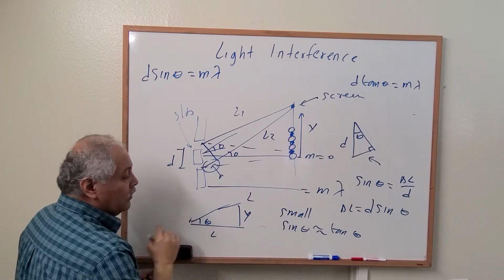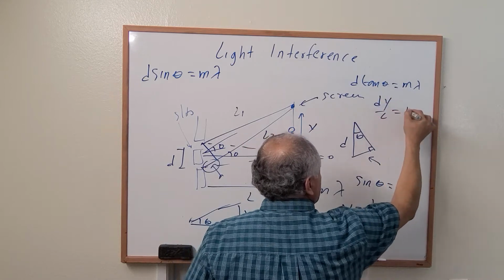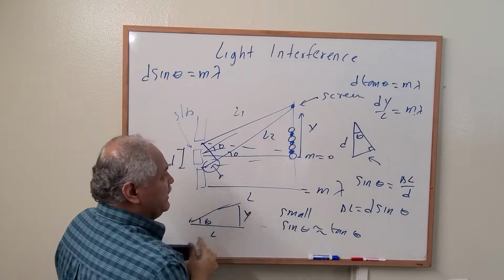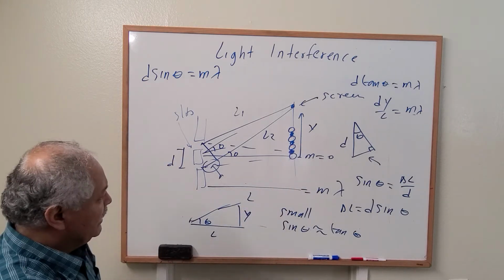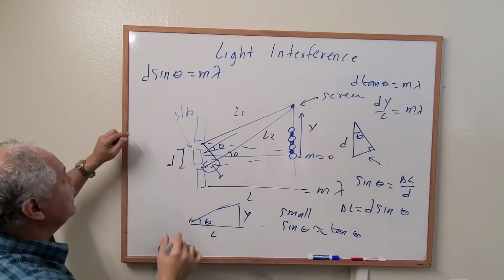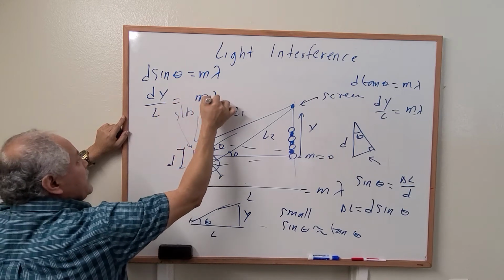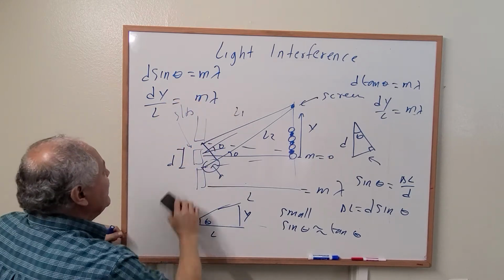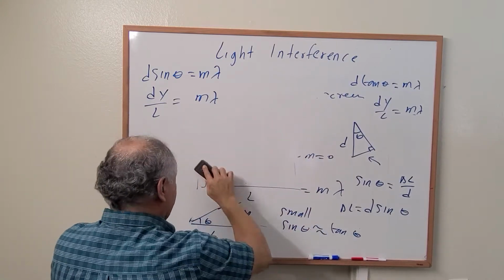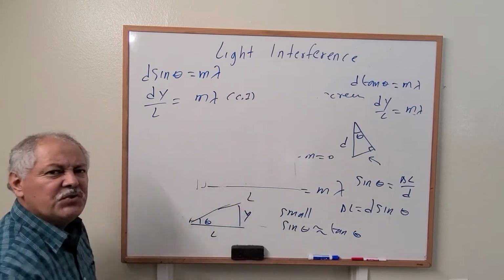It is y over L. So what do we have then? d y over L is equal to m lambda. Usually these values are provided, and it's easier, or it has more information, when we use this equation: d y over L equals m times lambda. Perfect. Now this is the case when we have constructive interference. What about destructive?